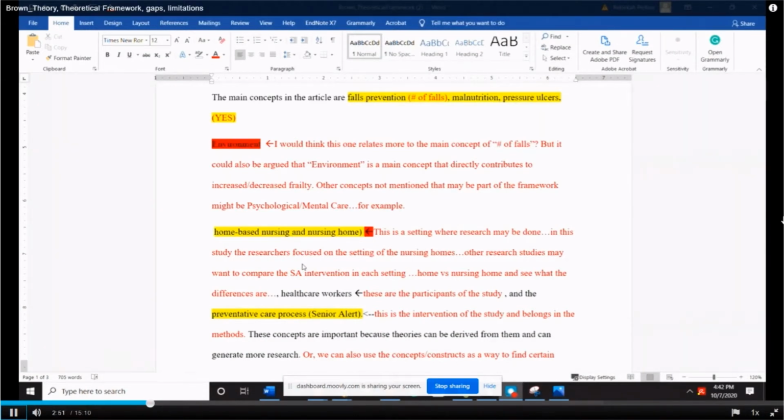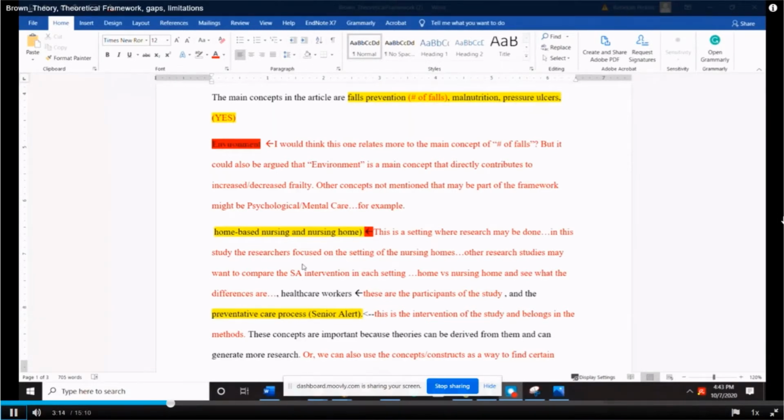And then you put preventative care process. And I would call this more like the intervention of the study. This is what was done to test out the variables and the concepts and support the theory. So this is the intervention, and it's within the methods section.